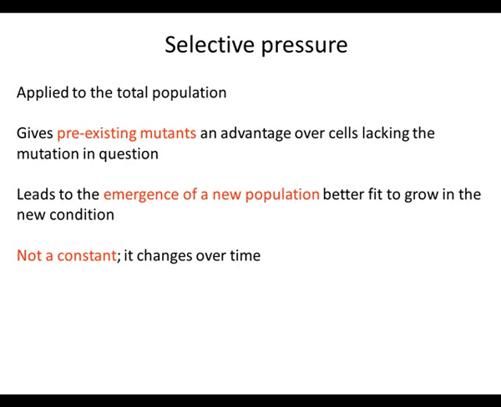But then the selective pressure could go away. You stop giving the antibiotic, and now the selective pressure is gone. The organism that's resistant doesn't have any advantage over the one that's not resistant, right? So it could disappear again.